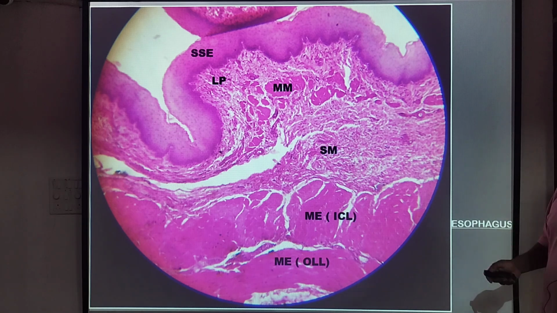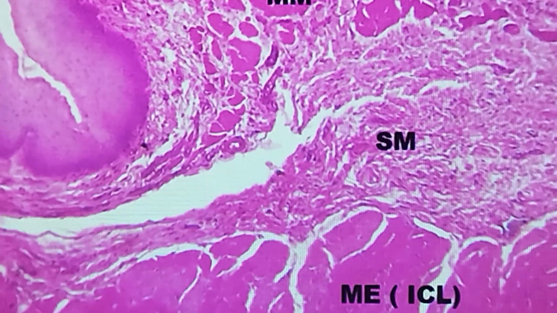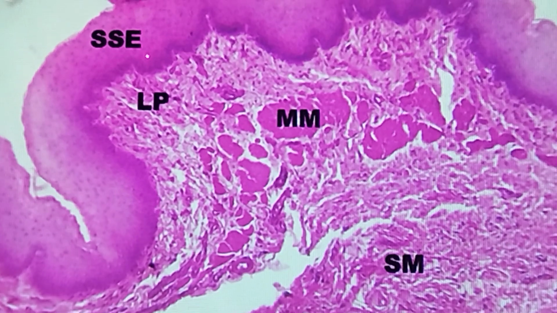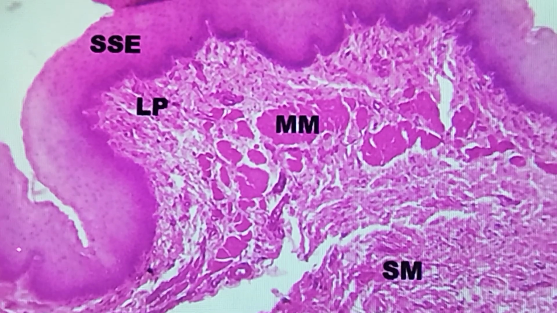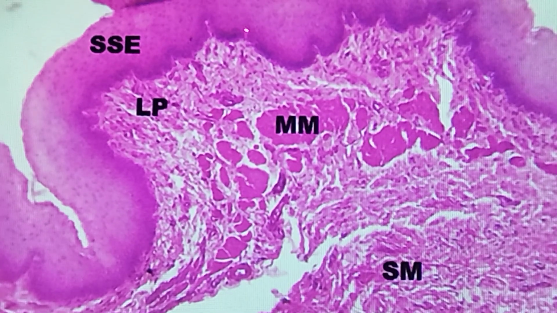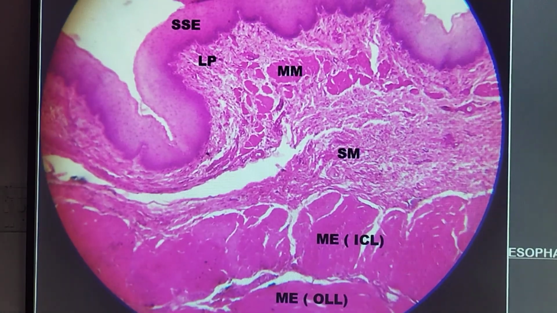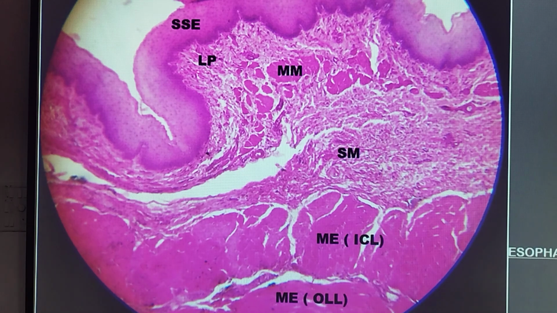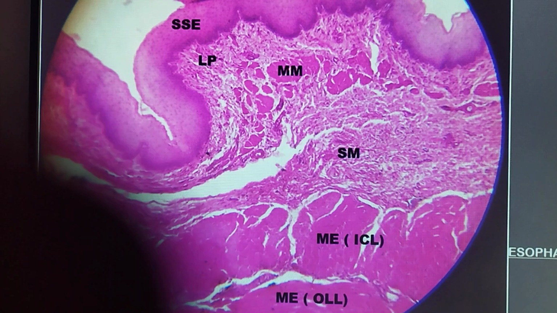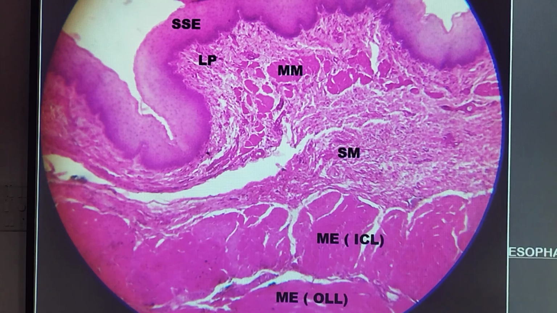Now coming to esophagus, the most important identifying feature of esophagus is the presence of stratified squamous epithelium. SSE means stratified squamous epithelium. So the lining epithelium of esophagus, you can see it is stratified squamous epithelium. Then below the lining epithelium, you can see the lamina propria. LP means lamina propria. Then below that you can see the muscularis mucosa. So muscularis mucosa is present. So the lining epithelium, the lamina propria and the muscularis mucosa, they form the mucosa.